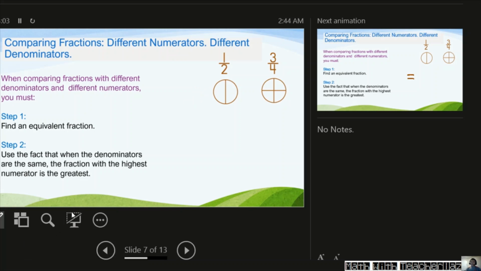But one thing we can do, as always, we can go ahead and just draw them. Okay. So let's go ahead and draw or shade in 1/2. Okay. And let's shade in 3/4. And it's obvious from the drawing that 3/4 is greater than 1/2.